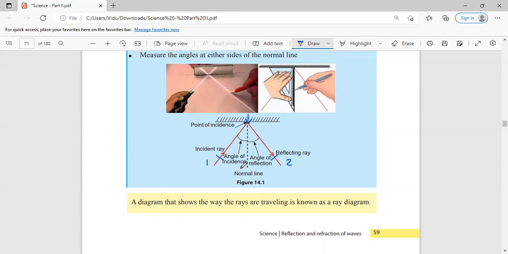Then you have angle of incidence and angle of reflection. The angle between the incident ray and the normal is called the angle of incidence. Here you can see the incident ray. Here you can see the normal line. In between them you can see the angle of incidence. And also here you can see the reflecting ray, again the normal line. Between them you can see the angle of reflection. Okay, now you can see these statements are correct.